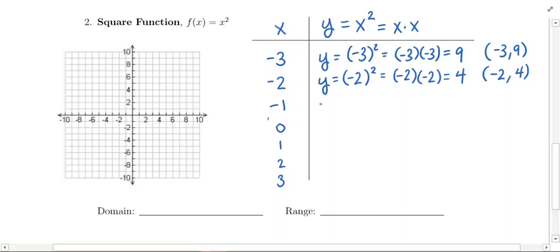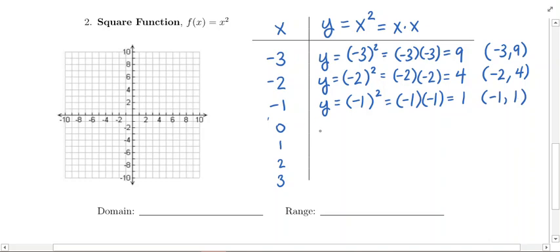Moving on to x equals -1. If x is -1, the corresponding y value will be -1 squared. That means we're going to take -1 and multiply it by itself. -1 times -1 is +1. So at this point, the x value will be -1, the y value will be +1.